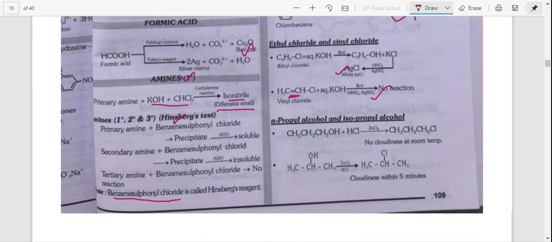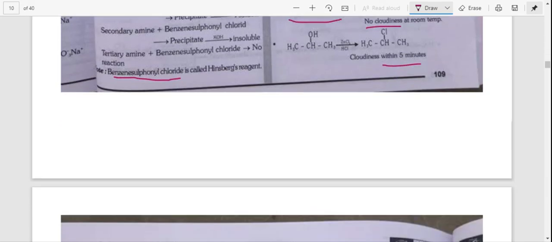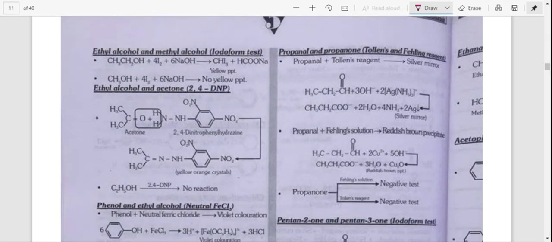N-propyl alcohol and isopropyl alcohol. Now the alcohol test. N-propyl alcohol is a straight chain compound, which is a primary alcohol. This is the Lucas test. Primary alcohol gives no cloudiness at room temperature. Secondary alcohol gives cloudiness within 5 minutes. Tertiary alcohol gives cloudiness immediately.